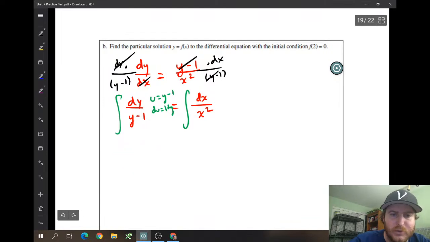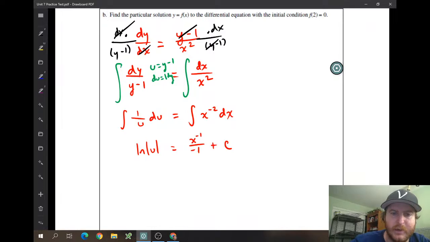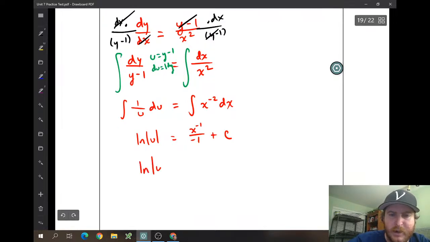Okay. So this would become, I don't need to multiply by anything, I already have 1 dy. So it's going to become 1 over u du. And then over here on this side, I need to bring the x squared up. So it's going to be x to the -2 dx. Then I will take my integral, 1 over u is ln of u, equals, add 1, x to the -1 over -1 plus c. When I add 1, I get x to the -1 over -1. I'll rewrite this as the ln of y minus 1, plugging back in for u. And I'm going to bring this down to the denominator and bring the negative out in front. So -1 over x plus c.